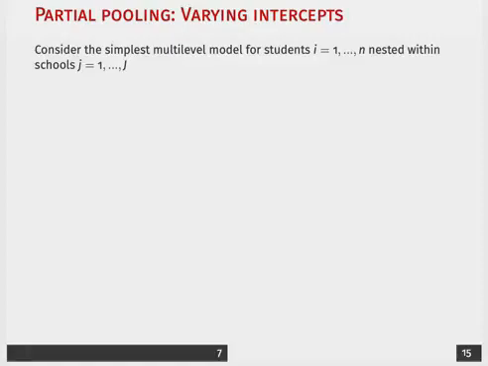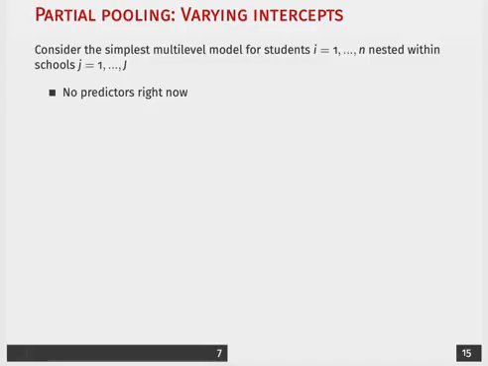Now let's move to the partial pooling model. And the first thing that we're going to do is just try to continue this notion of varying intercepts. So let's consider, again, the simplest multi-level model where students, again indexed i, are nested within schools, which we are indexing with j. If I remember correctly, there were about 73 schools, right? So J, capital J, would equal 73.